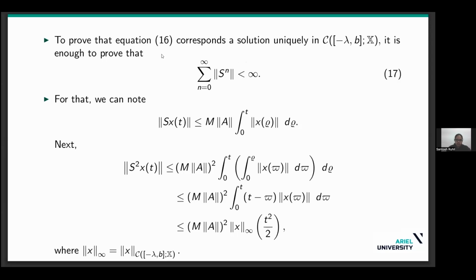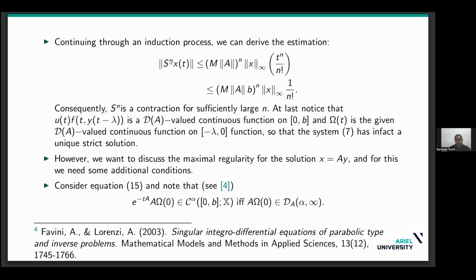Now to prove that equation 16 has a unique solution, we have to prove that this series converges. For that we have the following estimate for this operator S, and then, continuing for S squared t, we have this estimate, and by mathematical induction we have the estimate for S raised to the power n. From here we can see that S raised to the power n is a contraction for sufficiently large n, and this is a domain of a valued function along with this sigma t omega t. So we will have the solution that exists uniquely by using the Banach fixed point theorem.